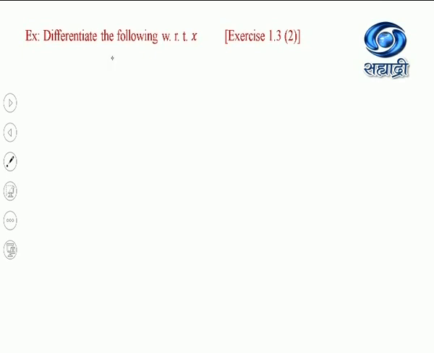See here, differentiate the following with respect to x. It is from exercise number 1.3 and example number 2. Our first example is y equal to x to the power e plus x to the power x plus e to the power x plus e to the power e. Now we differentiate both the sides with respect to x. So dy by dx equal to d by dx of right hand side, that is this.